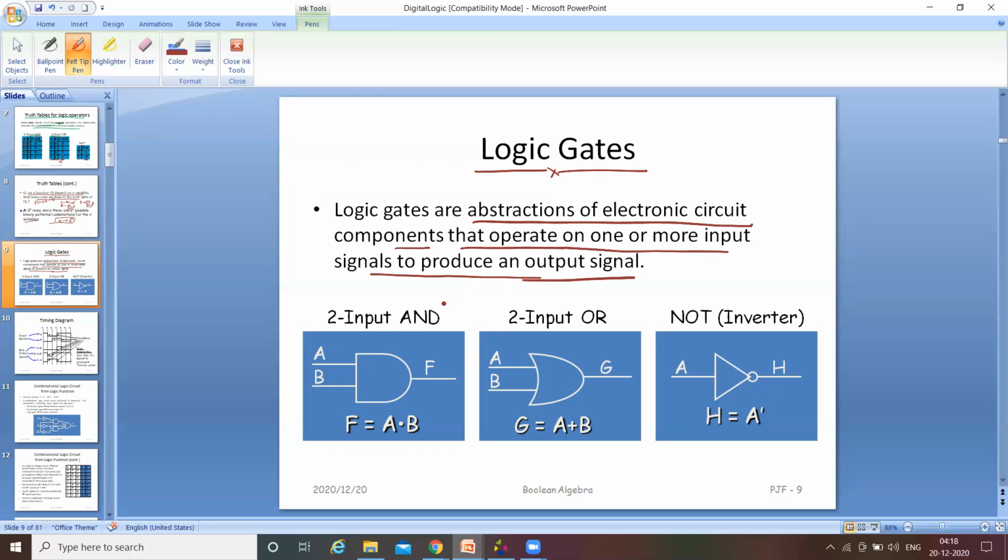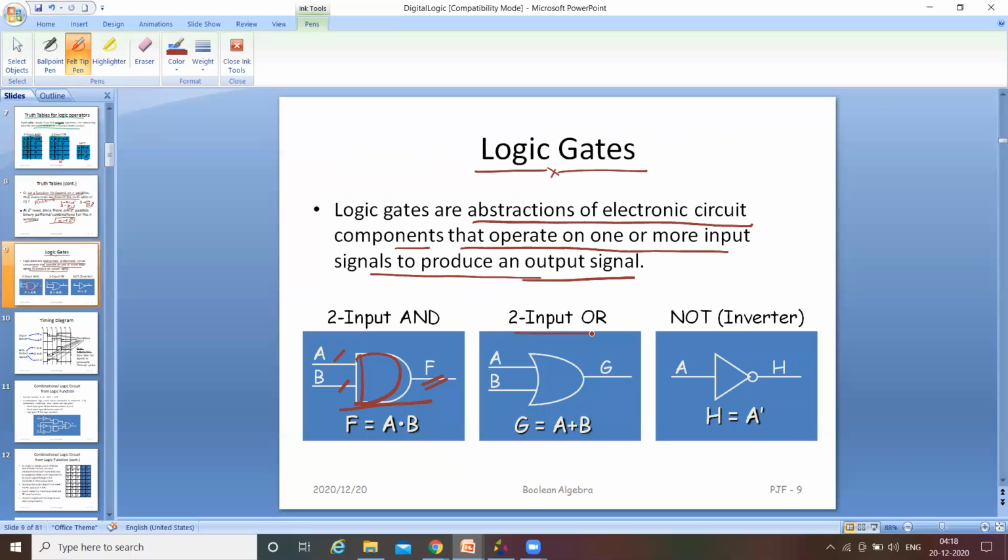Two input AND gate. This is the symbol of the AND gate, something that looks like a D. These A and B are the two inputs, and F is the output of the AND gate.